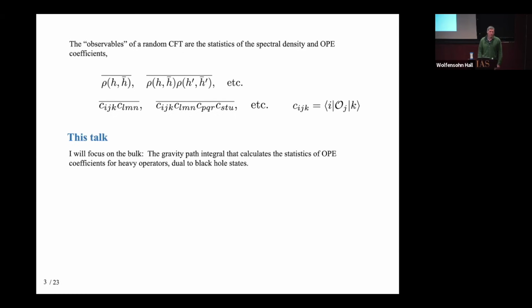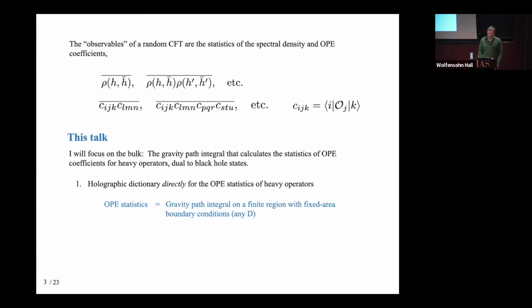In this talk, I'll focus on the bulk theory. I think one of the most interesting questions here is to better understand the boundary theory. But actually, there are many things still to learn in the bulk. And I think by organizing the bulk theory in different ways, we can also learn about the boundary ensemble. So I'm focusing here on the gravity path integral that calculates the statistics of OPE coefficients for heavy operators. That is, operators that are dual to black hole microstates.